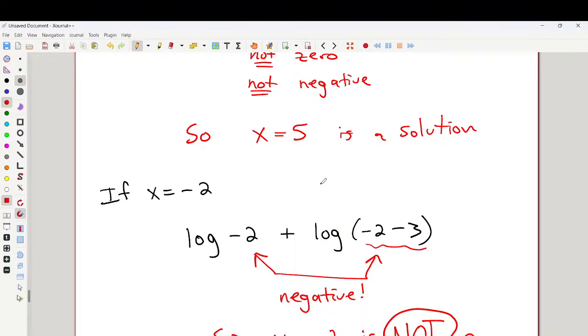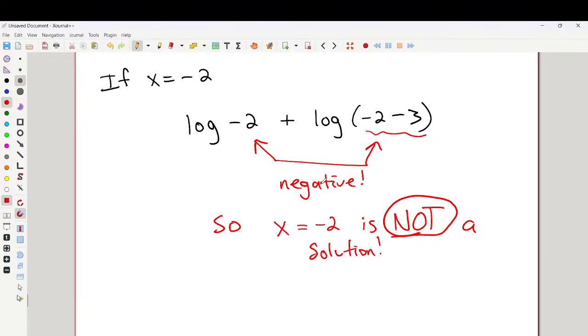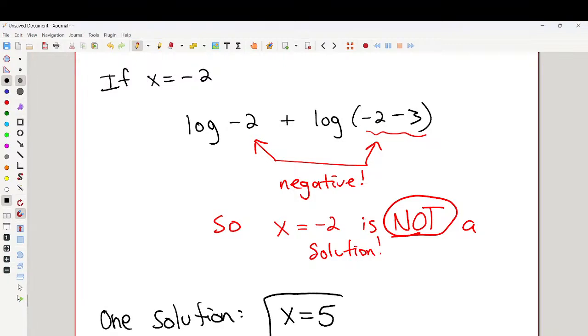By the way, I could have stopped right here, even though it's mad easy to check both. But right here, hypothetically speaking, suppose this was 8. I'd say, all right, so far it's good. Only one piece of the puzzle has to fail. It's like doubly failing, but if it fails anywhere, it can't work. Done. So the final answer here is one solution, and that is x equals 5.